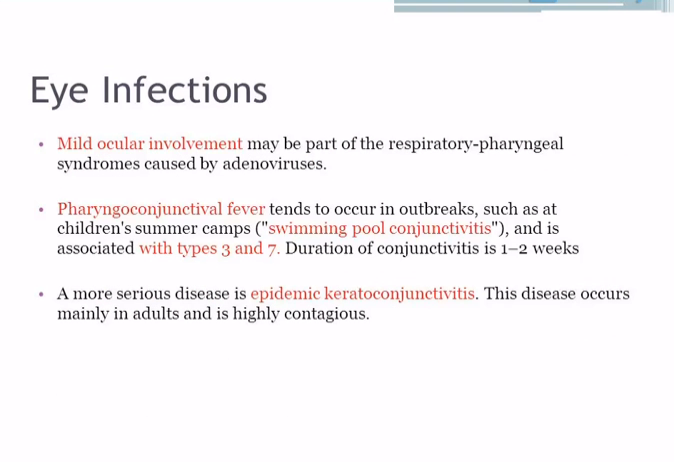Eye infections. Mild ocular involvement may be part of the respiratory pharyngeal syndromes caused by adenoviruses. Pharyngoconjunctival fever tends to occur in outbreaks, such as at children's summer camps and swimming pool conjunctivitis, and is associated with types 3 and 7. Duration of conjunctivitis is 1 to 2 weeks. A more serious disease is epidemic keratoconjunctivitis. This disease occurs mainly in adults and is highly contagious.